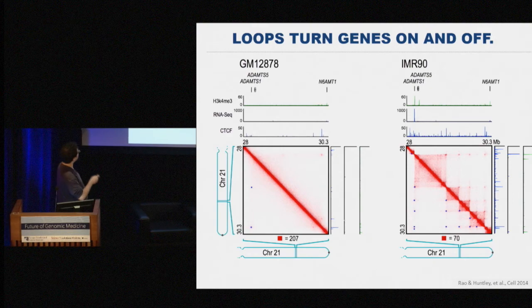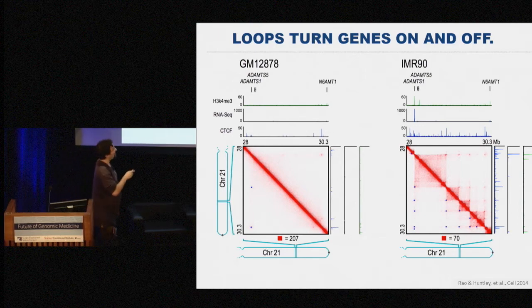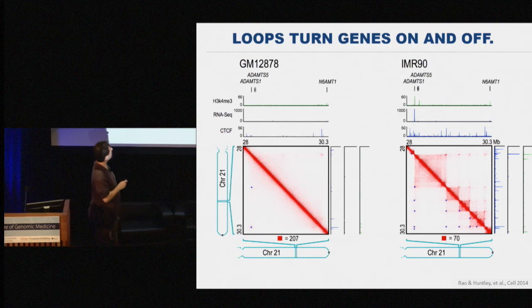So here's a boring 3D structure. Let's look at the gene ADAMTS1 and GM12878. It's a lymphoblastoid. It's an immune cell type. And the gene ADAMTS1 is off, right? No RNA-seq signal. Very boring 3D structure. Now, let's look at IMR90 lung fibroblasts, right?